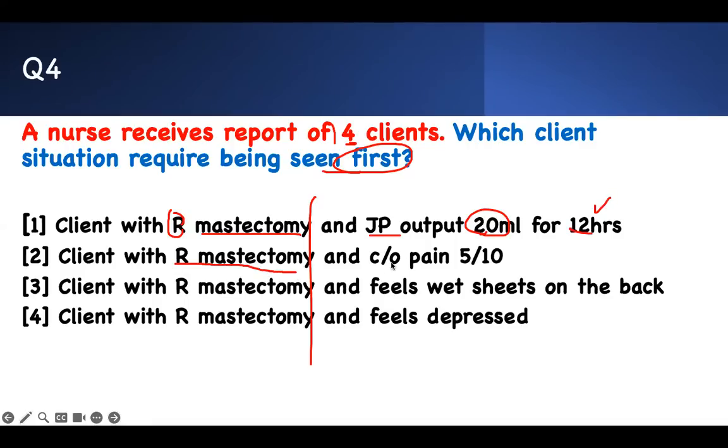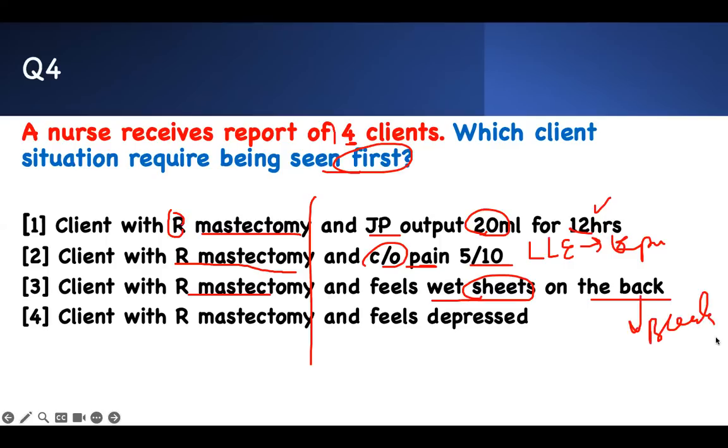Right mastectomy and complaint of pain 5 out of 10. Be sharp. Life, limb, eyesight. That's the only time you worry about a pain issue. This pain is not going to kill him. Mastectomy, wet sheets on the back. Think about it. You have a mastectomy. Why should your sheet be wet on your back? The patient is bleeding. That's a bleeding sign. Blood is leaking towards the back.